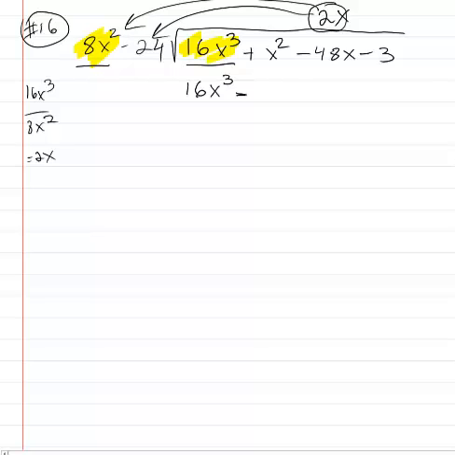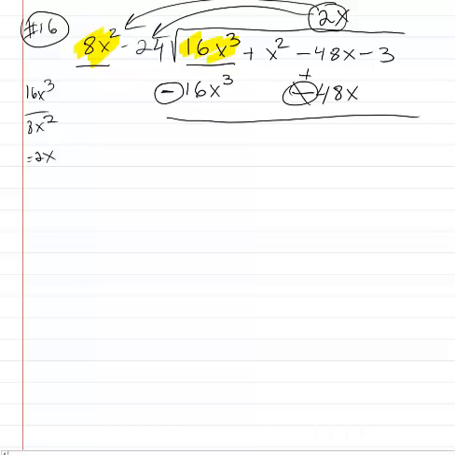So 2x times 8x squared gives us 16x to the third, and then 24 times 2x will give us minus 48x. I'm going to write it underneath its like term. Now what I have to do is subtract, so that will be minus, and this will change to a plus. So that cancels. Well, that's nice. That also cancels.